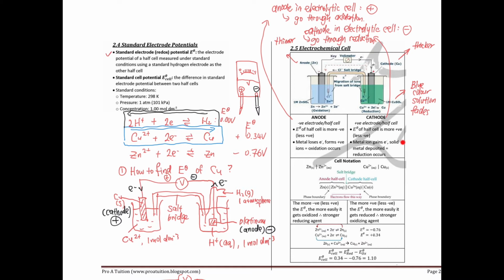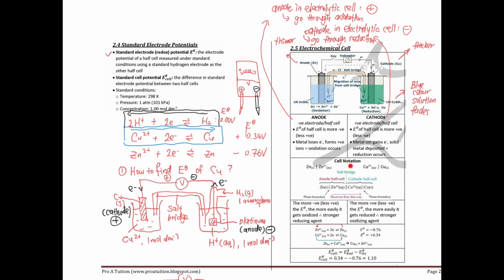Okay, solid metal is deposited on the electrode. For this case, reduction occurs. Reduction occurs because reduction means accepting electrons, or in other words, the oxidation number goes from positive 2 to 0. That is also reduction. Okay, now we continue.